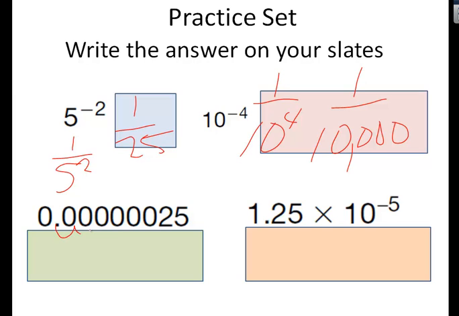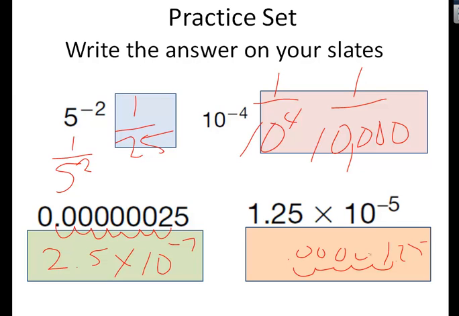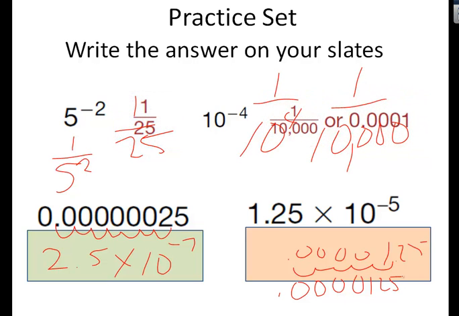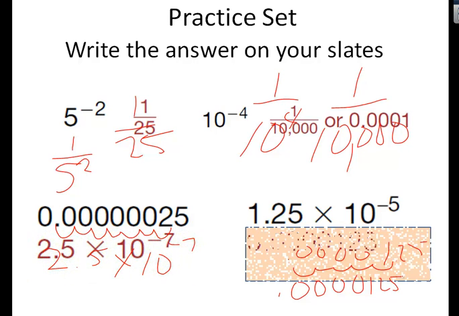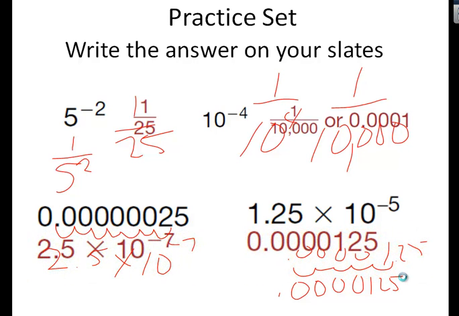This one here, we're going to go 1, 2, 3, 4, 5, 6, 7. That's going to be 2.5 times 10 to the negative 7. And this one here, we're going to go 1.25. We're going to move it over 1, 2, 3, 4, 5. Fill in our zeros. We have 0.00000125. Hopefully you came up with those same answers. If not, we'll practice them tomorrow. Let's take a look. Make sure we got them all right. Looks like we did. We like when that happens.